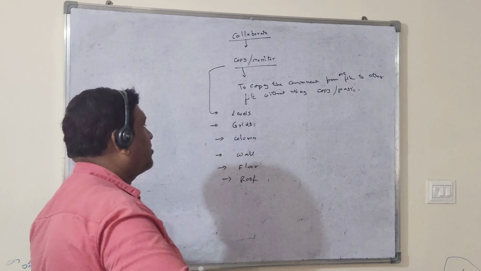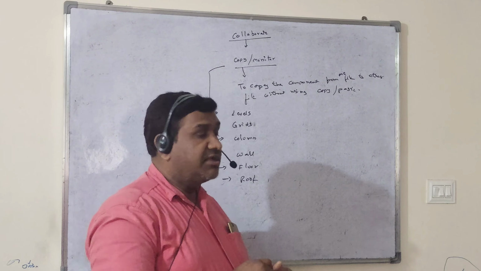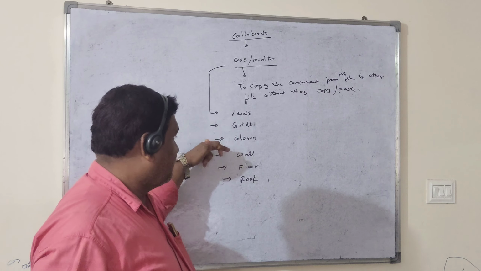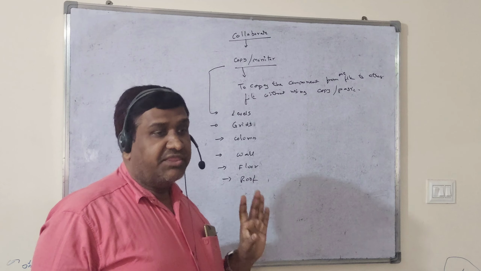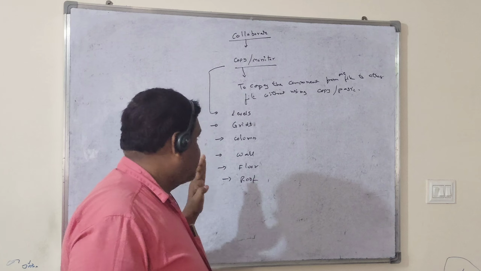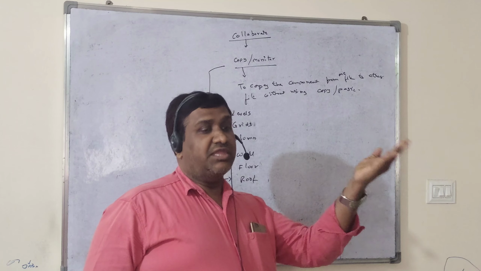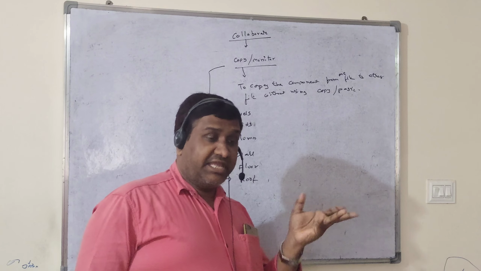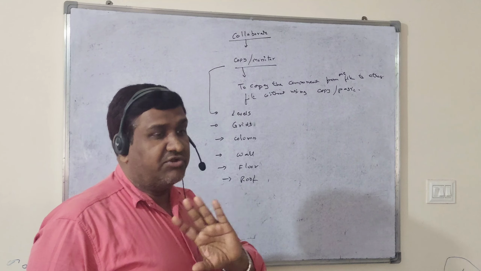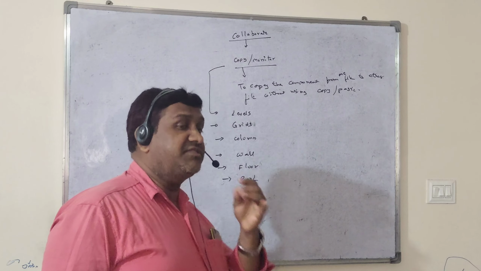Okay, these are the components we are going to copy: levels, grids, column, wall, floor, roof. These are the components we can copy from one file to another file. But here Control C, Control V is not going to work. There is some process for it.